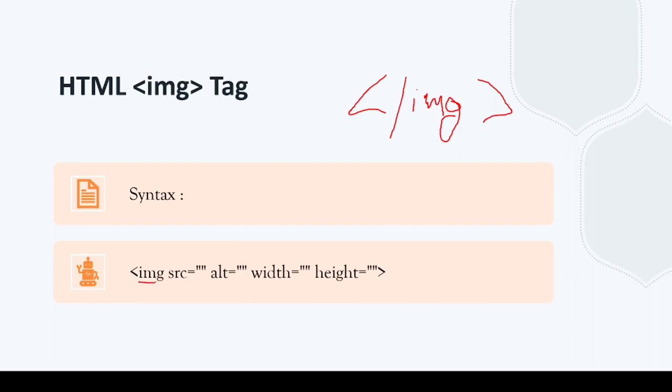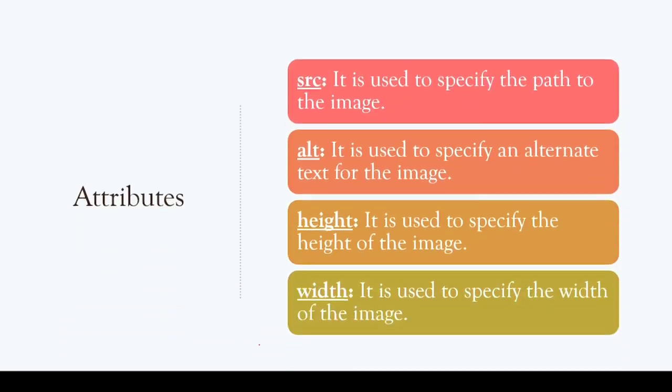First we use the img tag, then src, then alt, and width, height. It specifies the height and width of the image. Let's discuss what these attributes are. Here, these are the attributes which we include in our syntax.